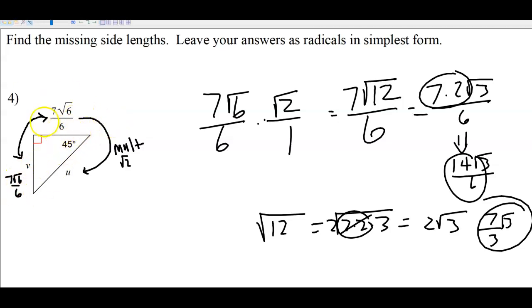It's a 45, 45, 90, so we made the legs match, and we multiplied the leg by square root of 2 to get this side. And we ended up with 7 radical 3 over 3. Now, multiplying by square root of 2 is a little wild, right? We had to think of that as a fraction. Then we multiplied them together and found we needed to simplify our square root. And after that, we still needed to simplify and reduce. So there was quite a bit going on there.